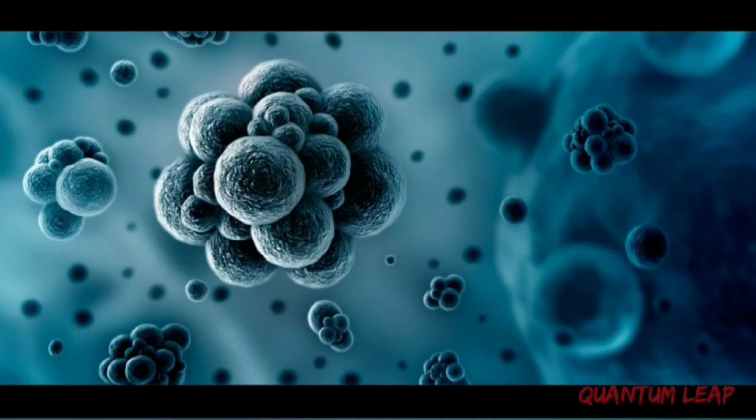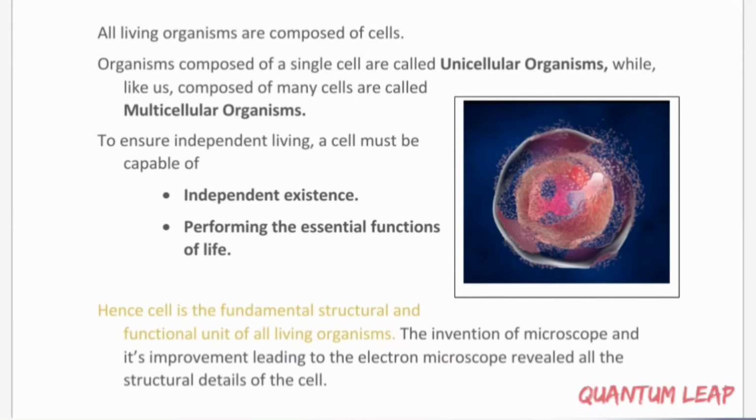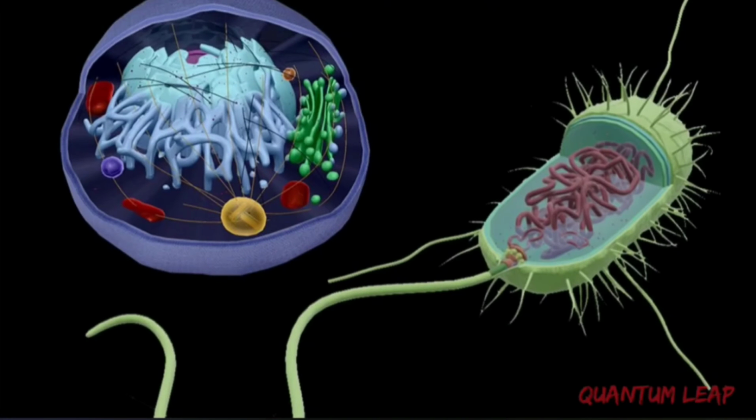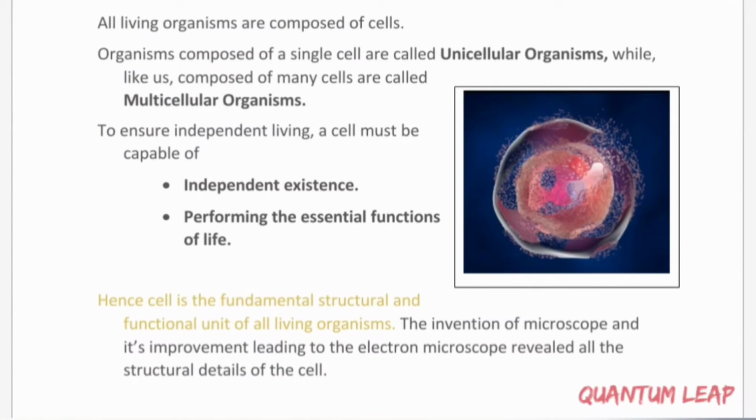And biology is not just about studying bacteria, plants or animals. It's about how life has evolved through the universe and how life has formed on earth. All organisms are composed of cells. Some are composed of single cells, which are called unicellular organisms, while others, like us, like plants, like animals, are composed of many cells, and those are called multicellular organisms.